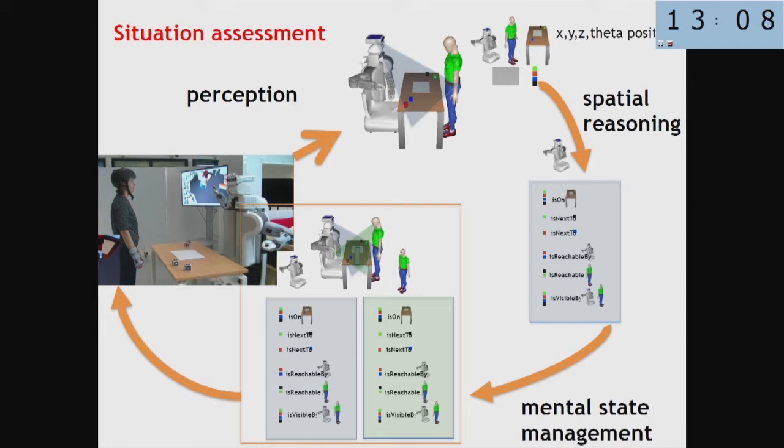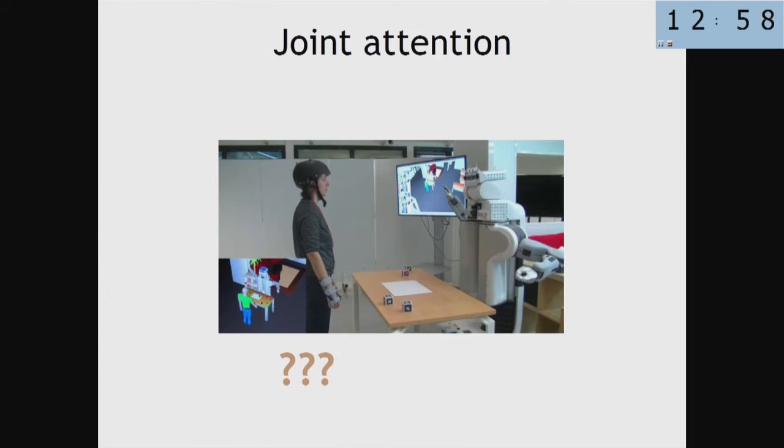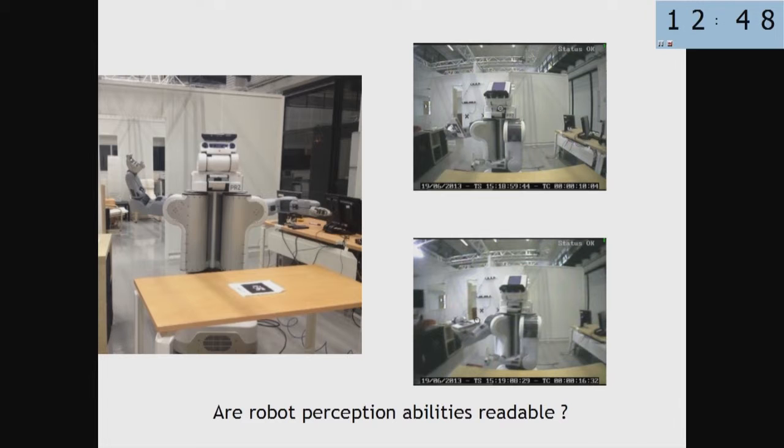So we do such situation assessment, and we have a model of the environment from the robot point of view, and also from the robot point of view of the human point of view, in fact. And what does this joint attention mean for the human in front of the robot? Because when you are in front of such a robot, we must say that the perception abilities of our robot are not readable. We cannot say what this robot is able to do or able to see when we are in front of it.